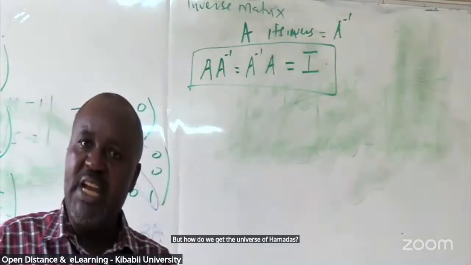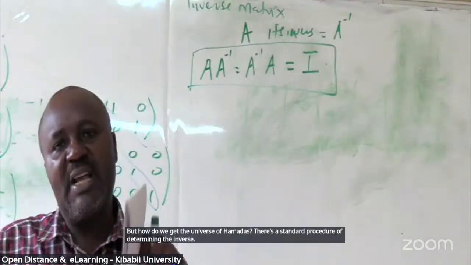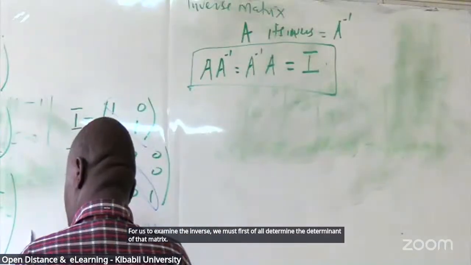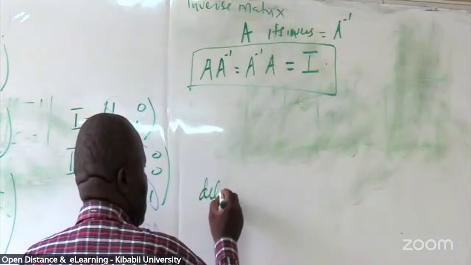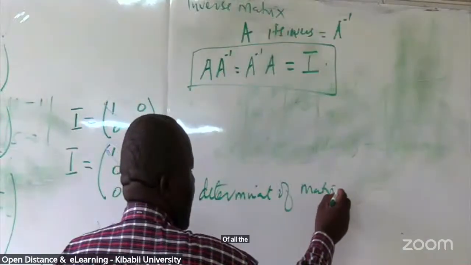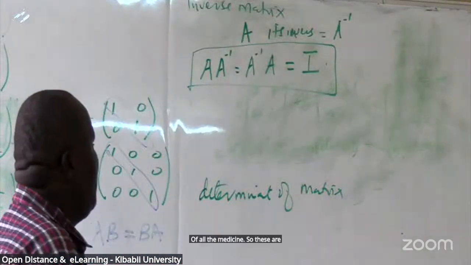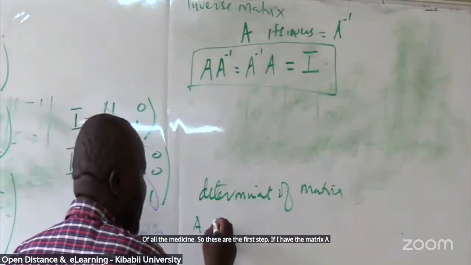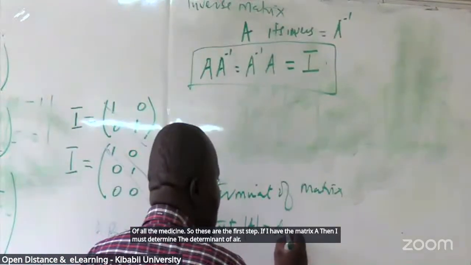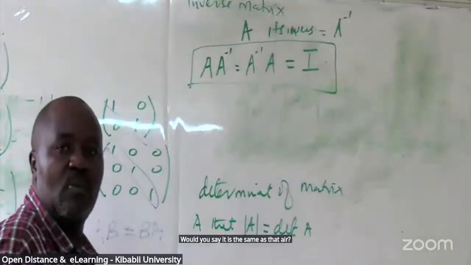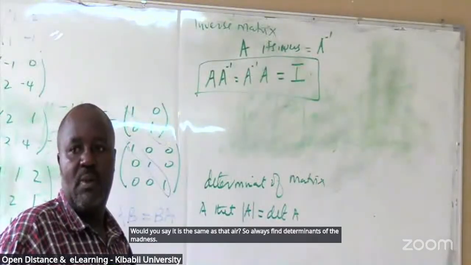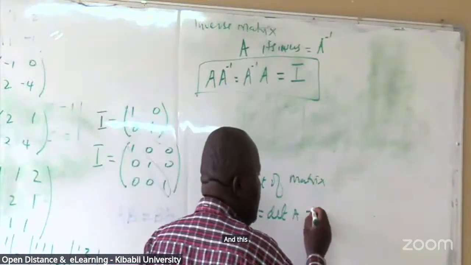But how do we get the inverse of a matrix? There is a standard procedure of determining the inverse. For us to determine the inverse, we must first of all determine the determinant of that matrix. So this is the first step. If I have the matrix A, then I must determine the determinant of A, which we say is the same as det A. So always find the determinant of the matrix. And this determinant must not equal 0.